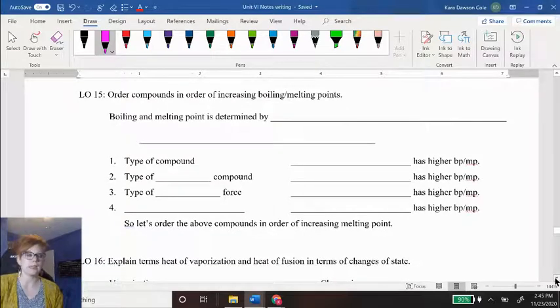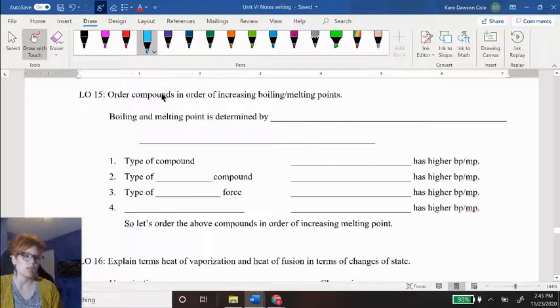So this is Unit 6, Learning Objective 15. We are ordering compounds in order of increasing boiling or melting points. The boiling and melting points are determined by how well the molecules stick together. So this has to do with the intermolecular forces, or the IMFs. The boiling point and melting point of a substance is determined by the strength and type of intermolecular forces present within the molecule.